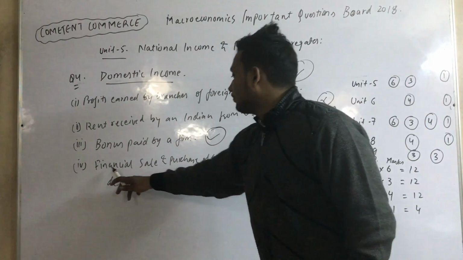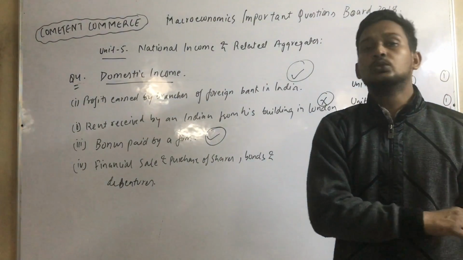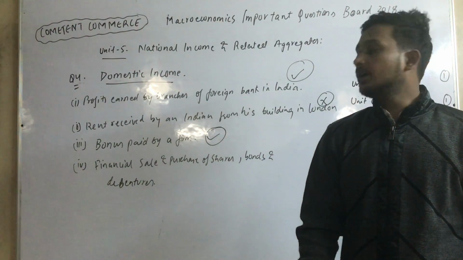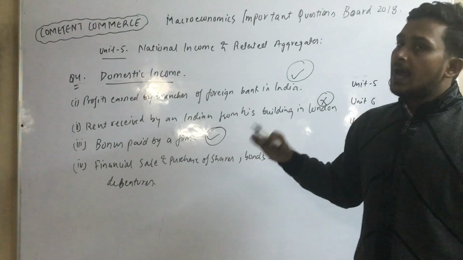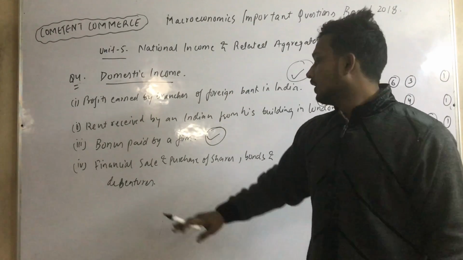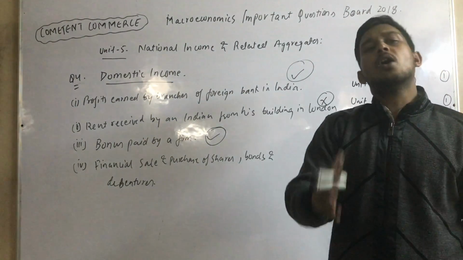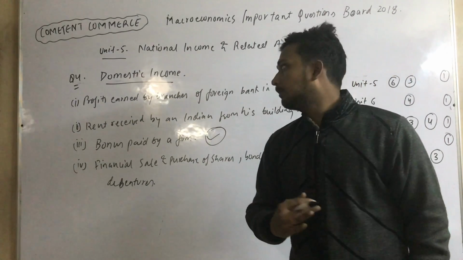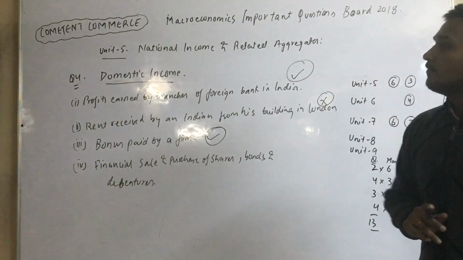The fourth one is financial sale and purchase of shares, bonds and debentures. No, it will not be included. Why? Because these are financial securities and they do not add any value to goods and services. Therefore, it will never be included in domestic income or in our national income. So these are four important questions from unit number 5.